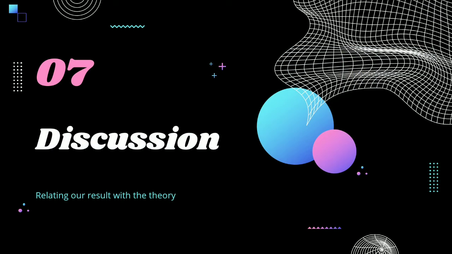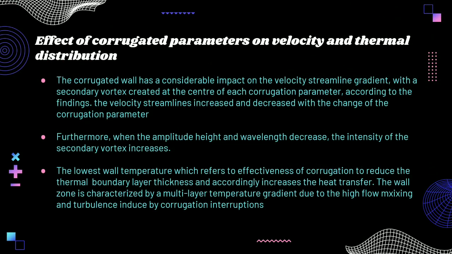And for the last part, which is the discussion relating our result and theory. Effect of corrugated parameters on velocity and thermal distribution. The corrugated wall has a considerable impact on the velocity streamline gradient, with a secondary vortex created at the center of each corrugation parameter, according to the findings. The velocity streamline increased and decreased with a change of corrugation parameter. Furthermore, as the amplitude, height, and wavelength decrease, the intensity of the secondary vortex increases.